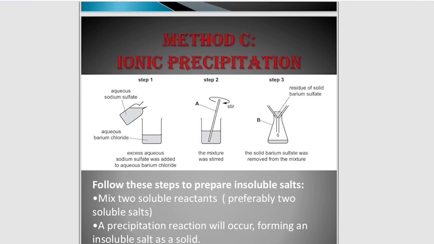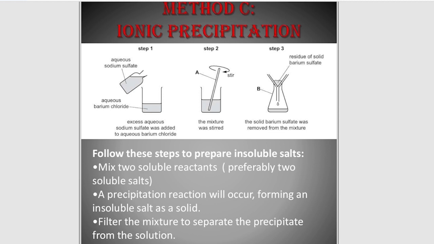Method C is ionic precipitation. Follow these steps to prepare insoluble salts. Here are two aqueous salt solutions, and they will react together. We are stirring and mixing these two salts together. After that, the precipitate, the solid part, will be formed.